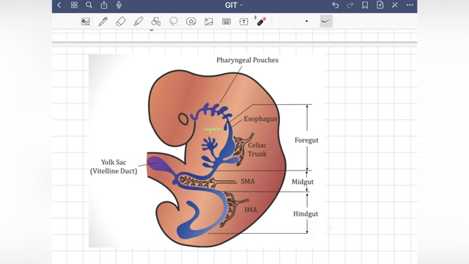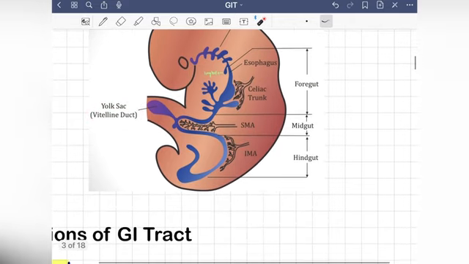The three sections of the developing embryo: each one will eventually be supplied by a different branch of the abdominal aorta. All the structures that derive from the foregut will be supplied by the celiac trunk, that includes the esophagus and the stomach, which is budding out here, and other structures. The midgut will all be supplied by the SMA, that is the superior mesenteric artery, and the hindgut will all be supplied by the IMA, that is the inferior mesenteric artery.